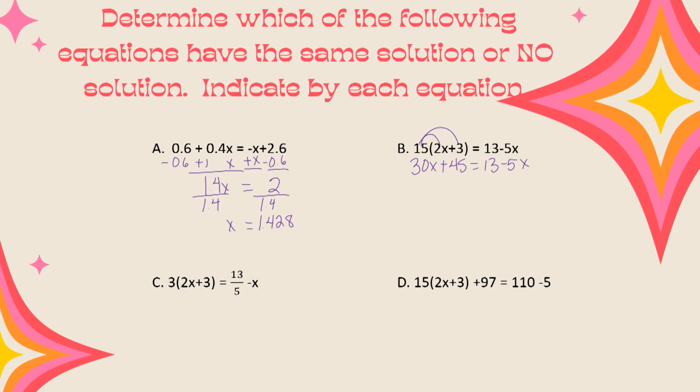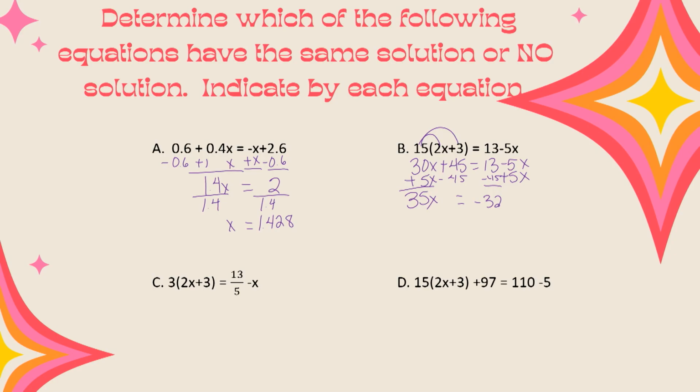Ms. Killen, do I have to do that? No, you don't. Ms. Killen is set in her ways, and so she puts her variables on the left, her numbers on the right. That's just what she does. So I'm adding 5x to both sides, and I have 35x. I'm subtracting 45 on both sides. So I have 13 minus 45, and I get a negative 32.